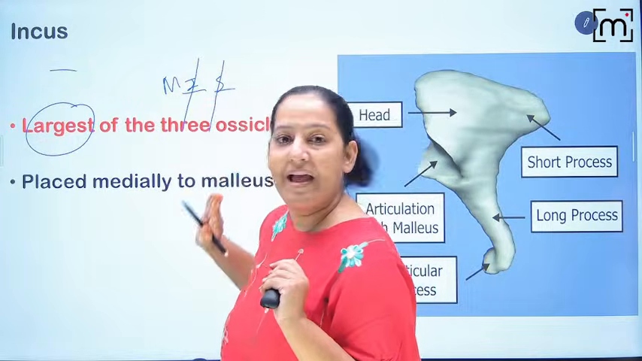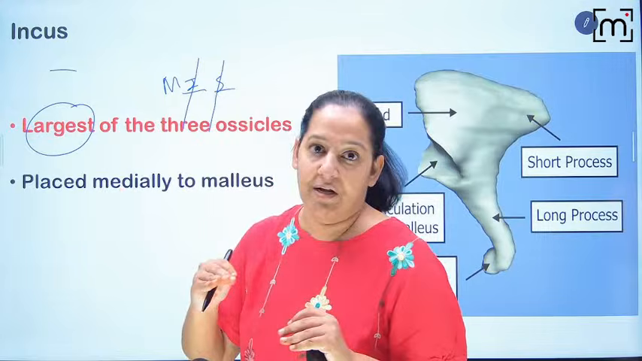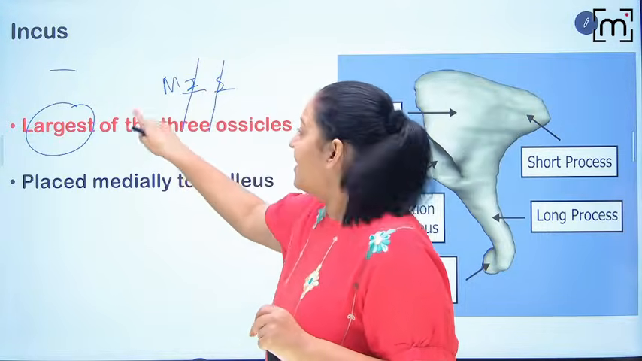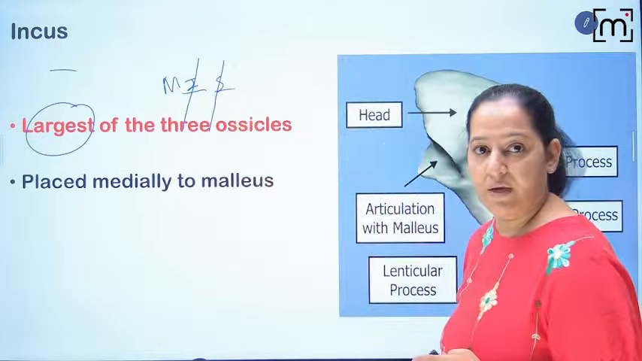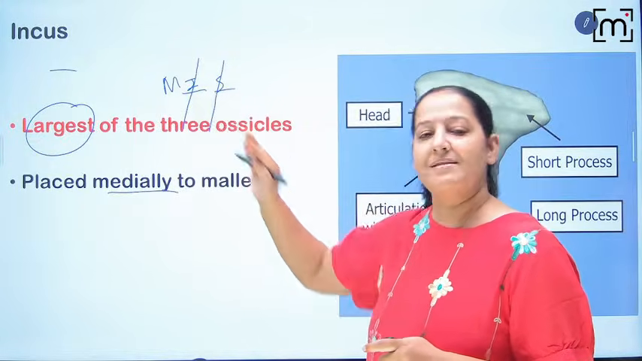And Malleus is the middle. M for Malleus, M for middle. Middle means middle in size, not middle in location. Location wise, this is the most lateral and this is the most medial. Incus is placed medial to the Malleus. Next to the Malleus is the Incus.